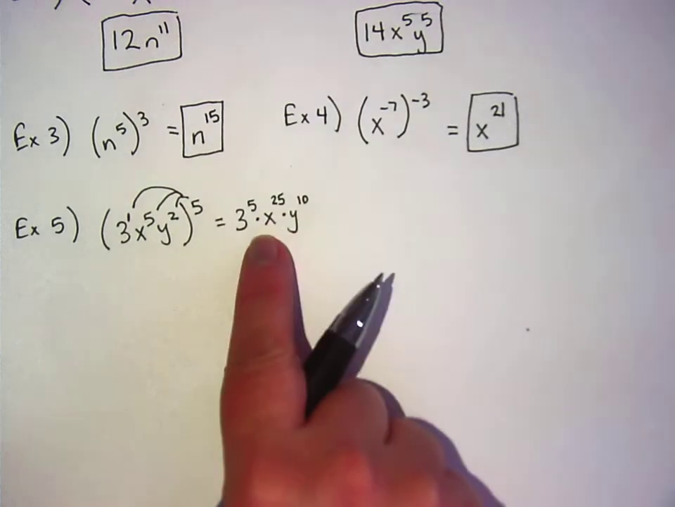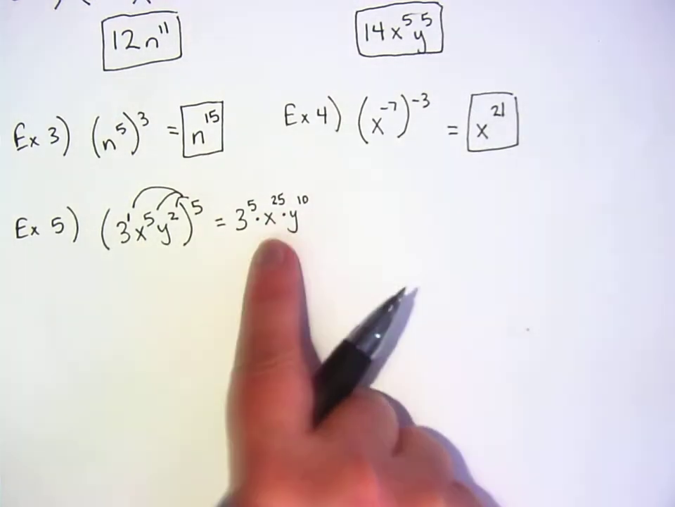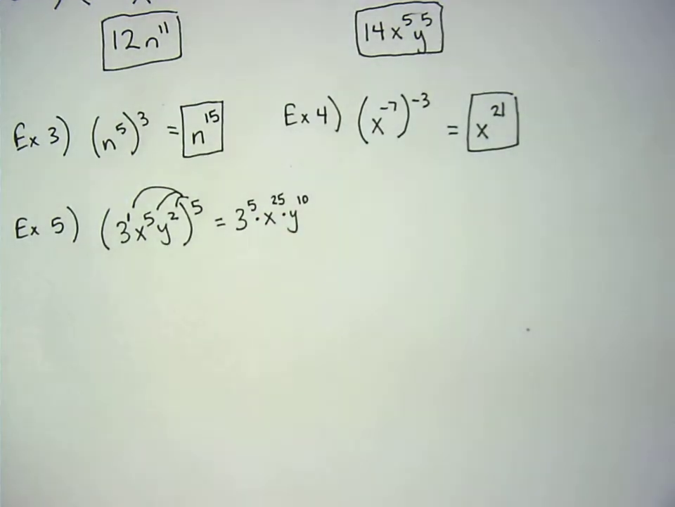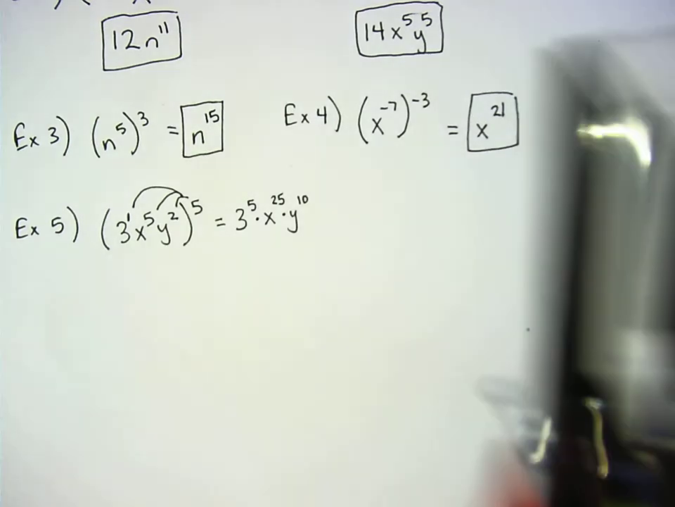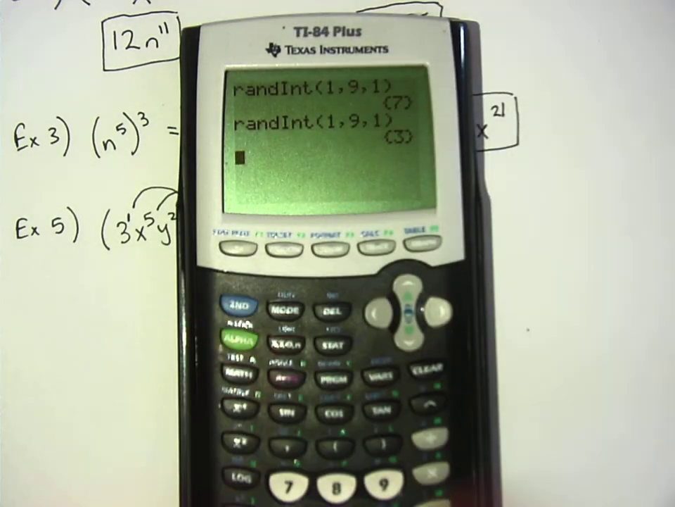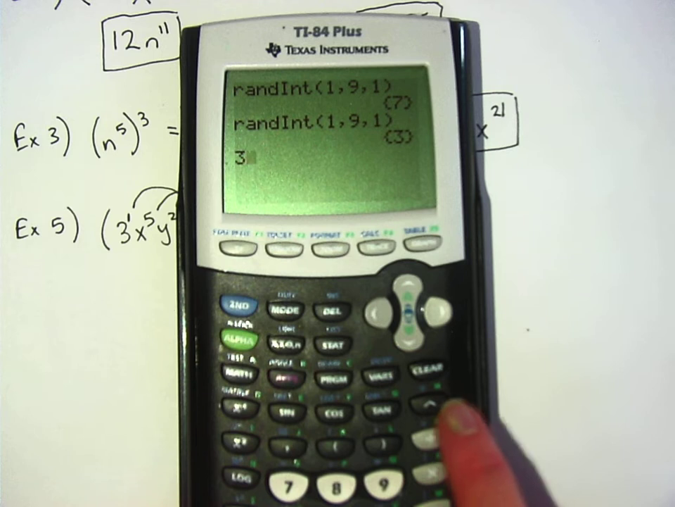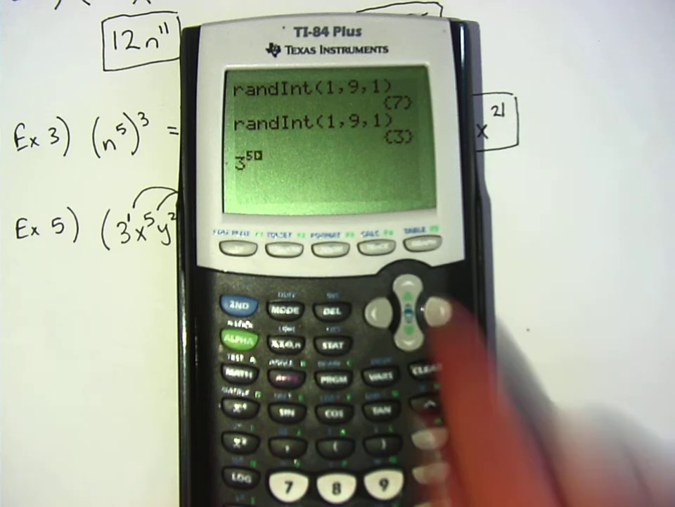Are there any of these that I could put in my calculator and figure out what they are? Can I put x to the 25th in my calculator? No, but I could put 3 to the 5th. It's not 15. It's not 3 times 5. It's 3 times 3 times 3 times 3 times 3, but I'm not going to write that out.